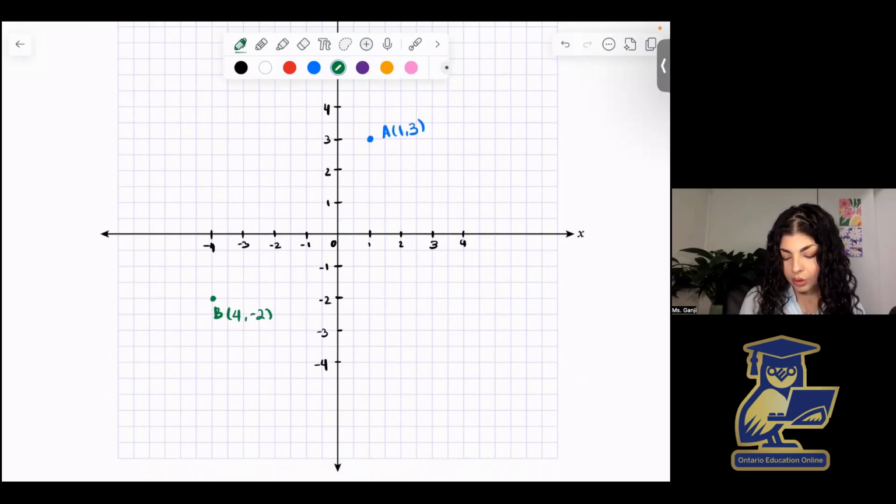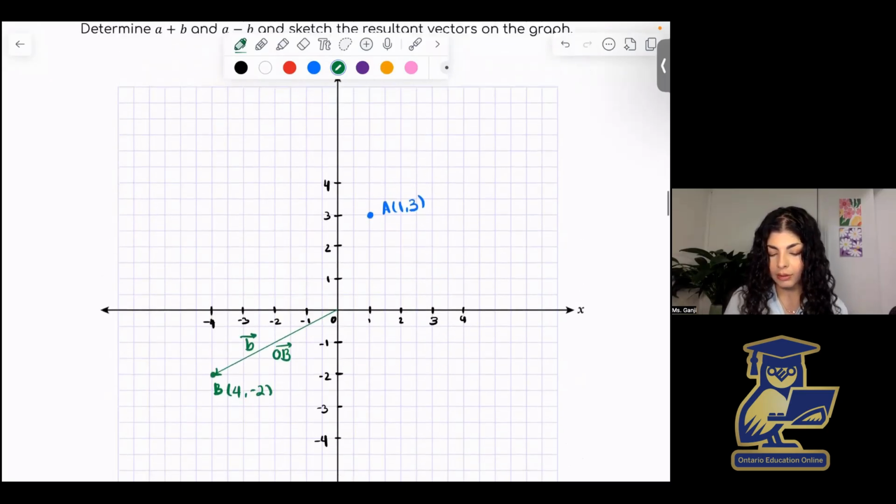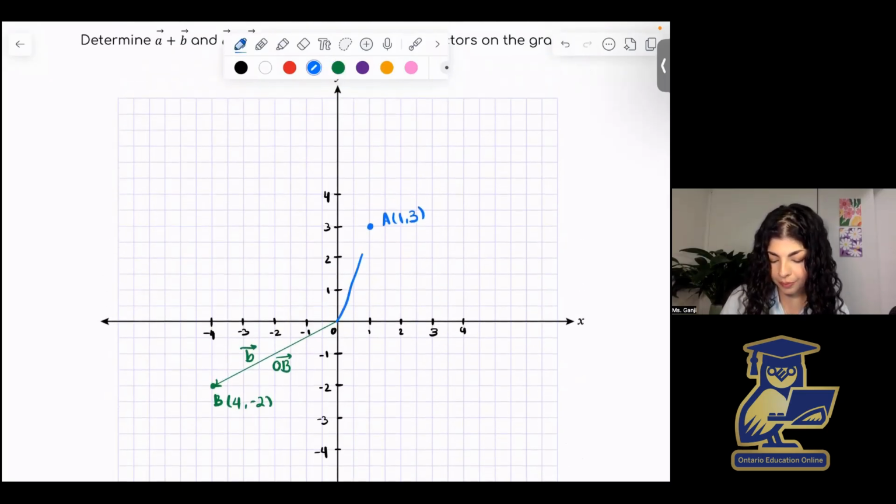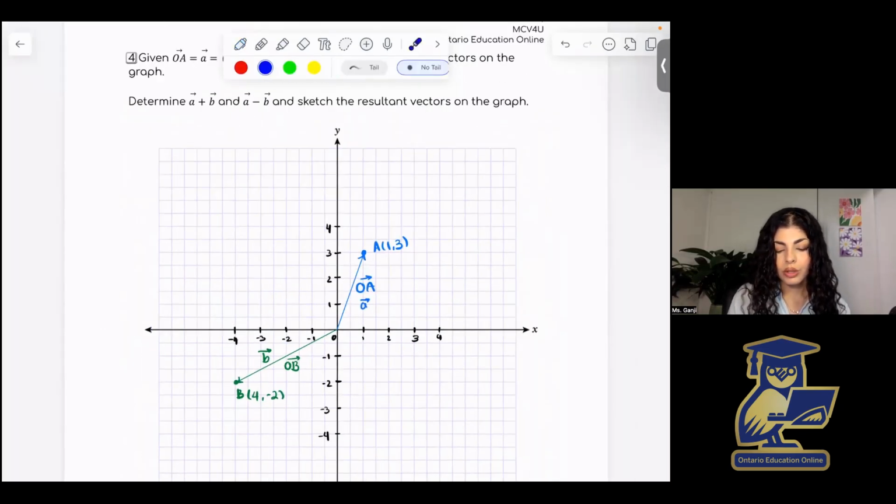And now I can draw the vectors starting at the origin. Remember, that's point O, so this is OB, or just vector B. And now same thing with A. We have OA, or simply A. Now we're asked to determine A plus B and A minus B and sketch the resultant vectors on the graph.